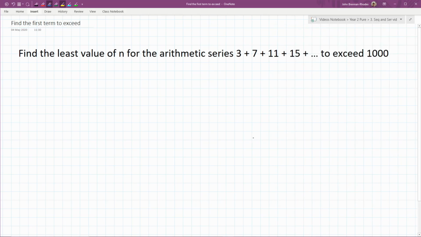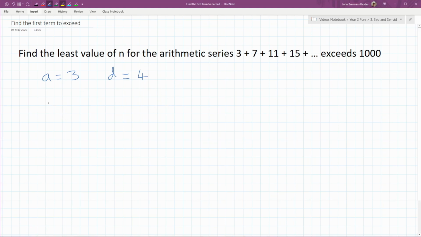So I'm now going to have a go at a slightly harder question. It's very similar to some of the examples in the textbook on page 64. Find the least value of n for which the arithmetic series exceeds 1000. Okay, so firstly I've got a is equal to 3 and d is equal to 4. Write them down straight away. That's the first thing that I want to do.